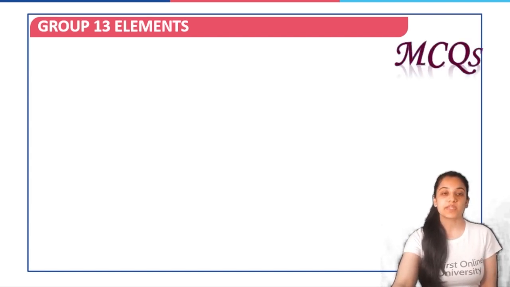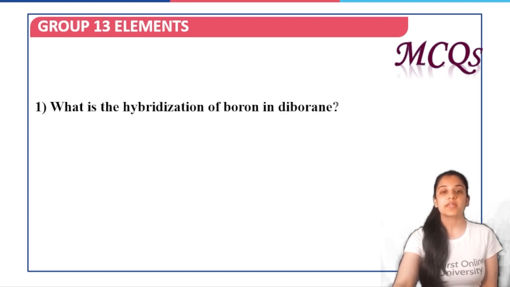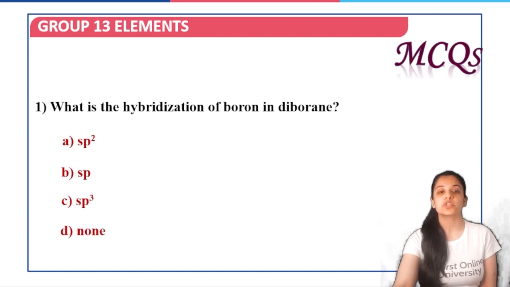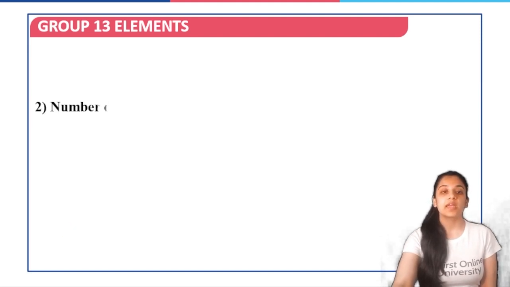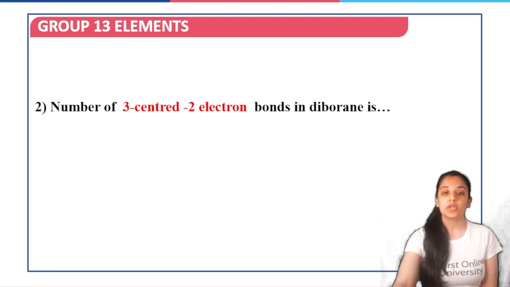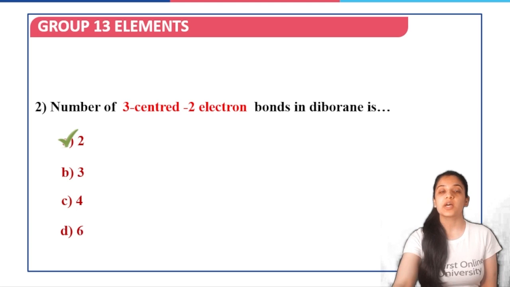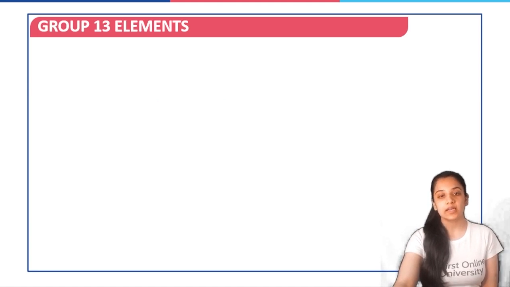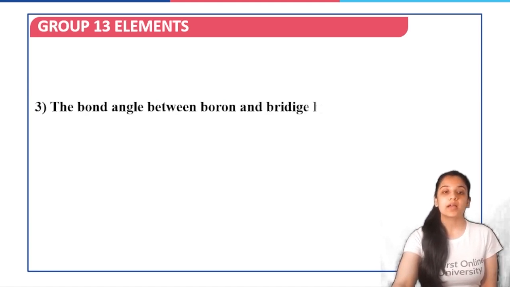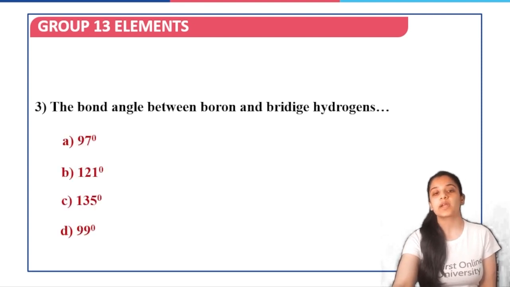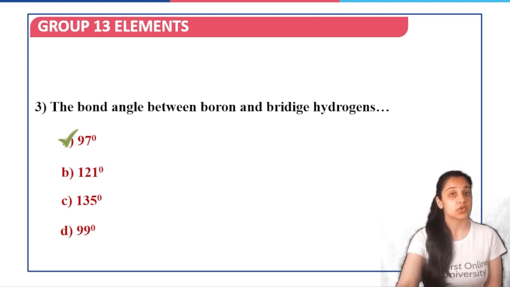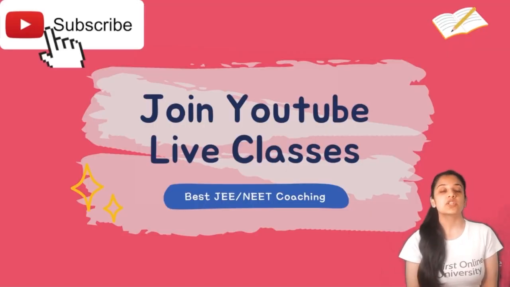Let's have a look at a few MCQs quickly. What is the hybridization of boron in diborane? We have already seen that it is sp3 hybridized, so option C is the correct answer. Next is the number of three-centered two-electron bonds in diborane. We have seen that there are two such bonds, which are banana bonds. So option A is the correct answer. The bond angle between boron and bridging hydrogens is, we have already seen, 97 degrees. So you have to remember this also. So this is all about diborane that we had to discuss.